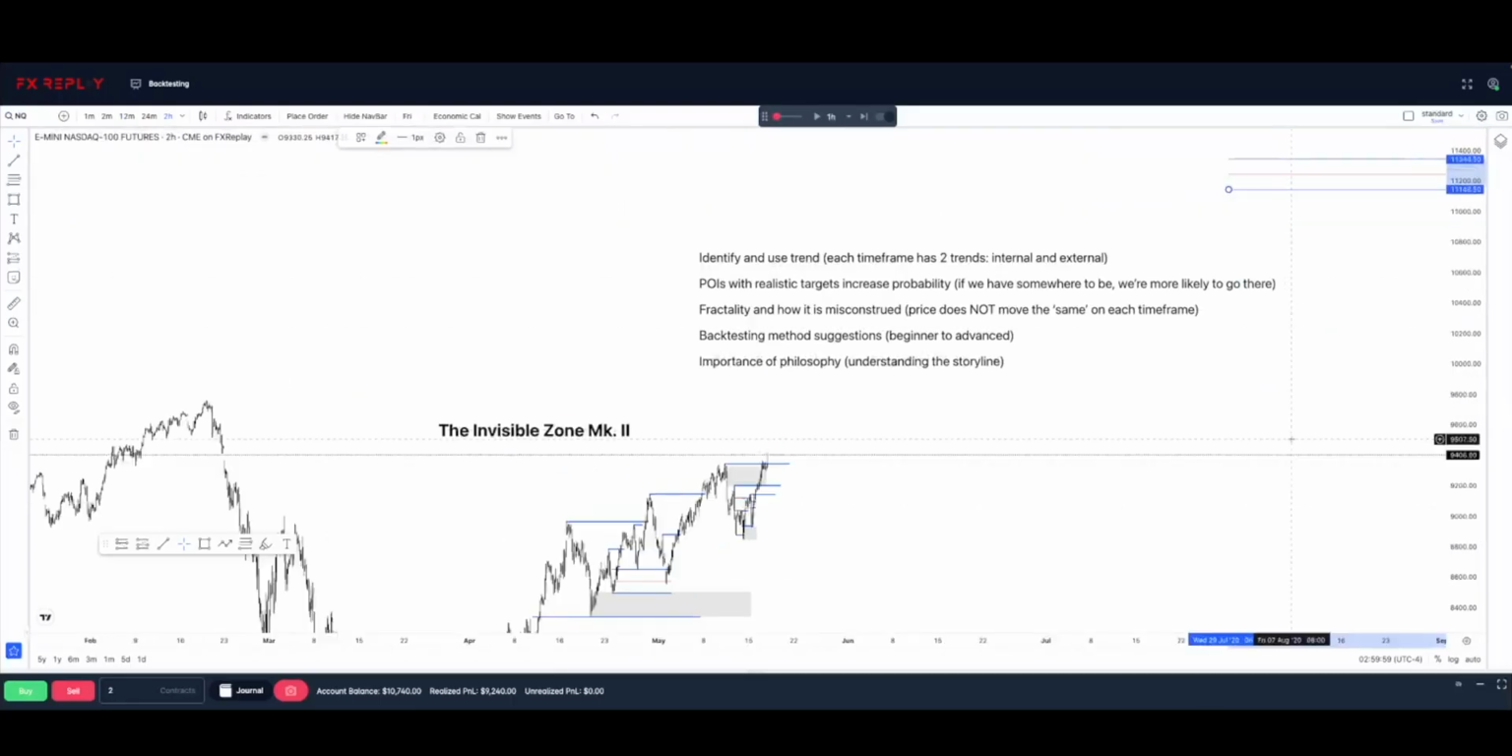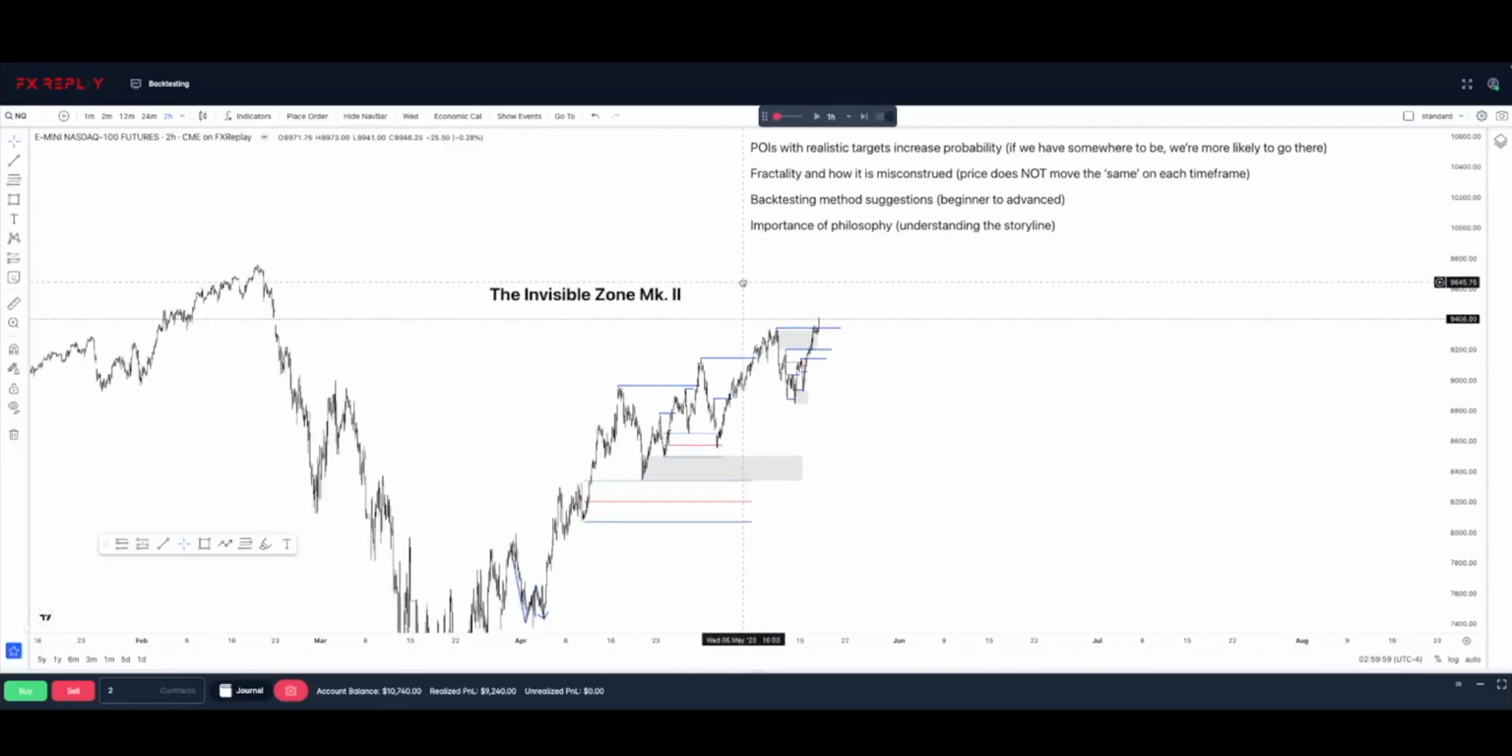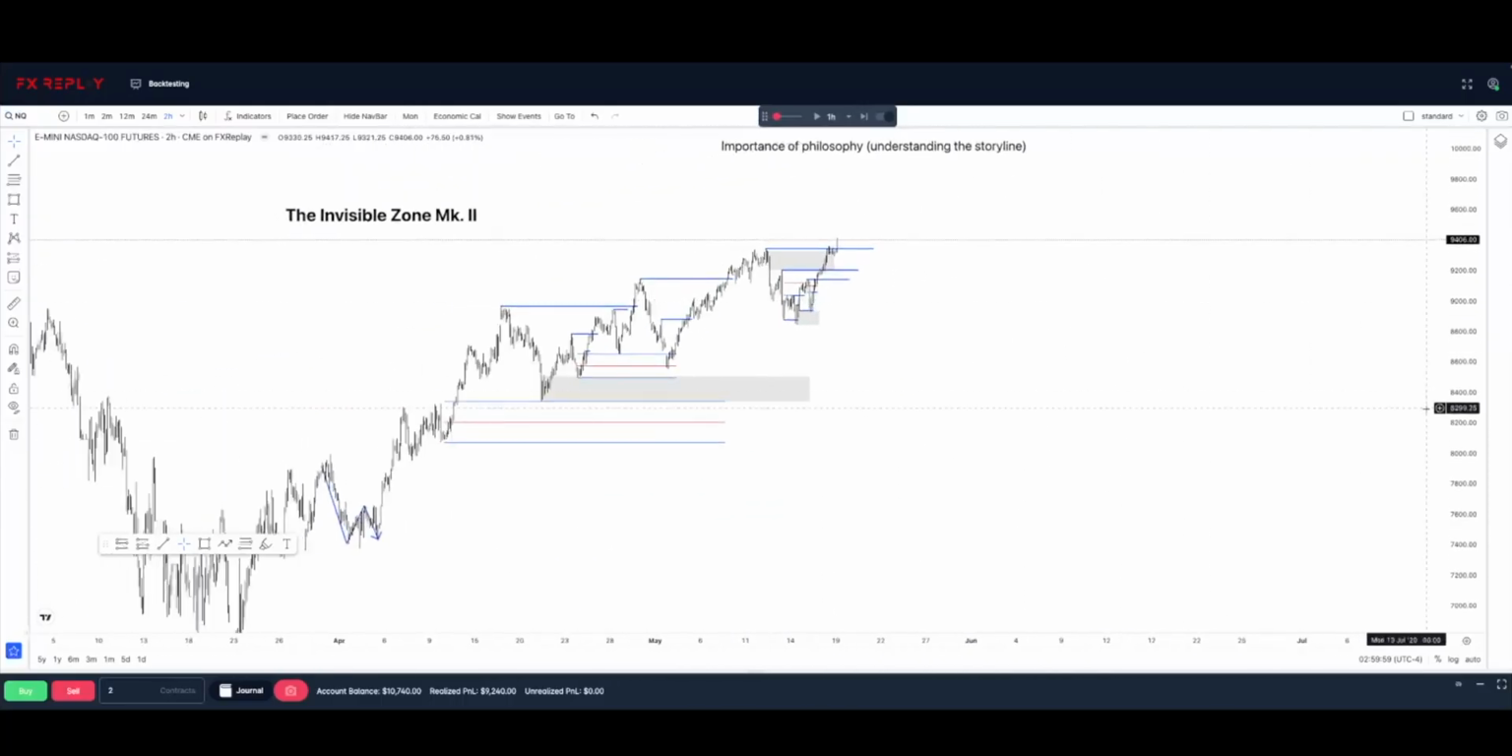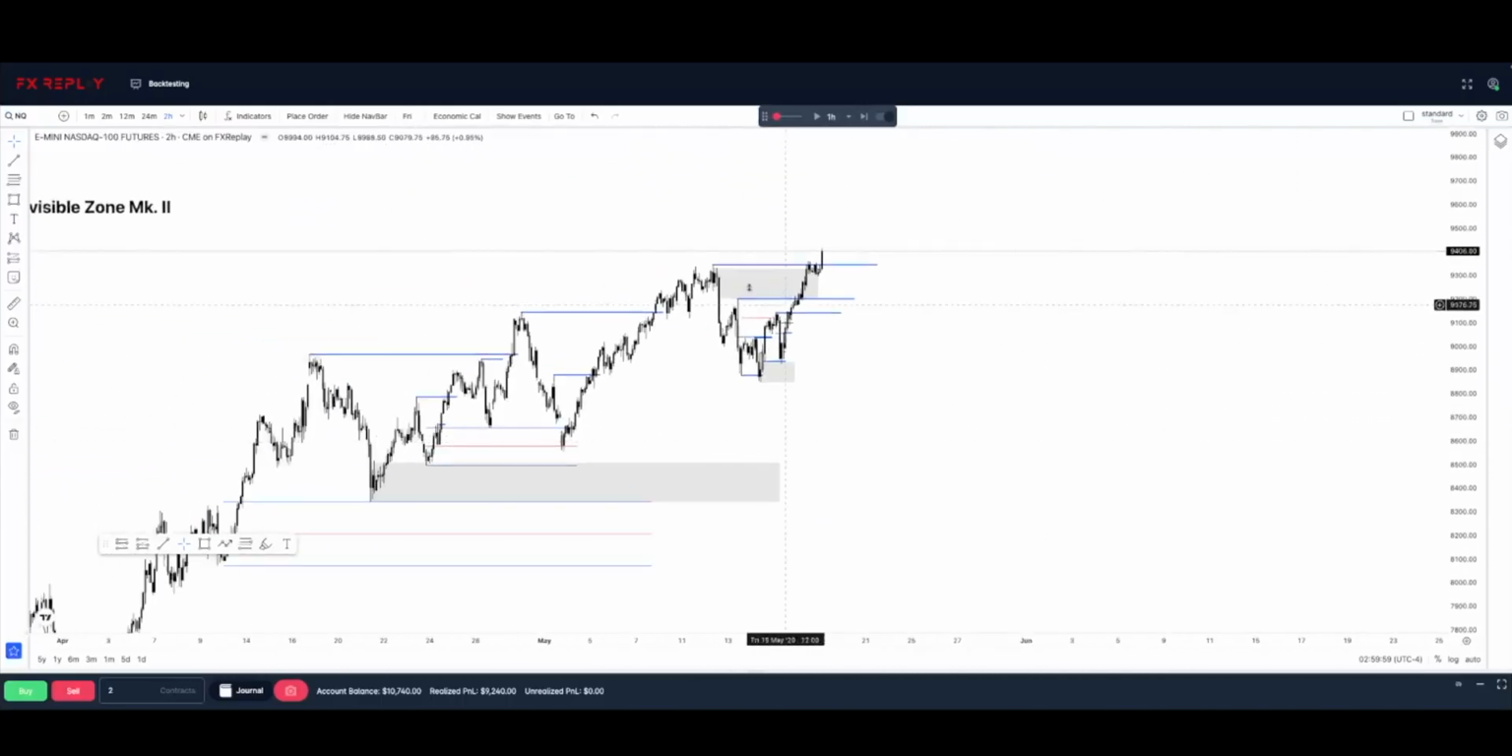Okay, we are going to go over a couple more examples in a bit. I just want to make sure to touch on these points for a second here. So, identify and use trend. What are we doing here? We're identifying that the trend externally is up, and that internally we're trending down, and we're looking to find a place where this internal trend is going to change direction. So we're in favor of playing the external trend more than we are playing the internal trend.